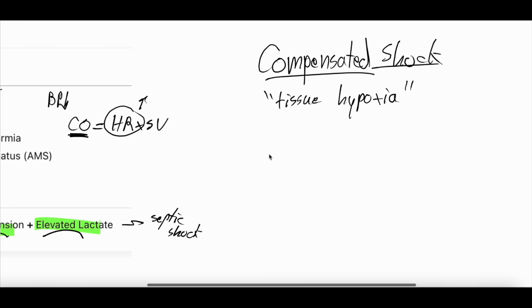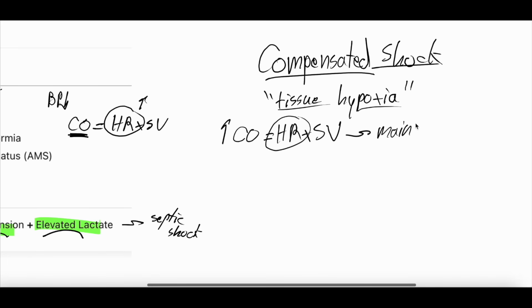Because as we said, cardiac output is heart rate times stroke volume. And as you get hypotensive, you try to crank up your cardiac output to maintain tissue perfusion. And to maintain that tissue perfusion and to increase your cardiac output, your heart rate goes up. And as your heart rate goes up, you might still be maintaining organ perfusion at this point. And this is when shock is compensated.